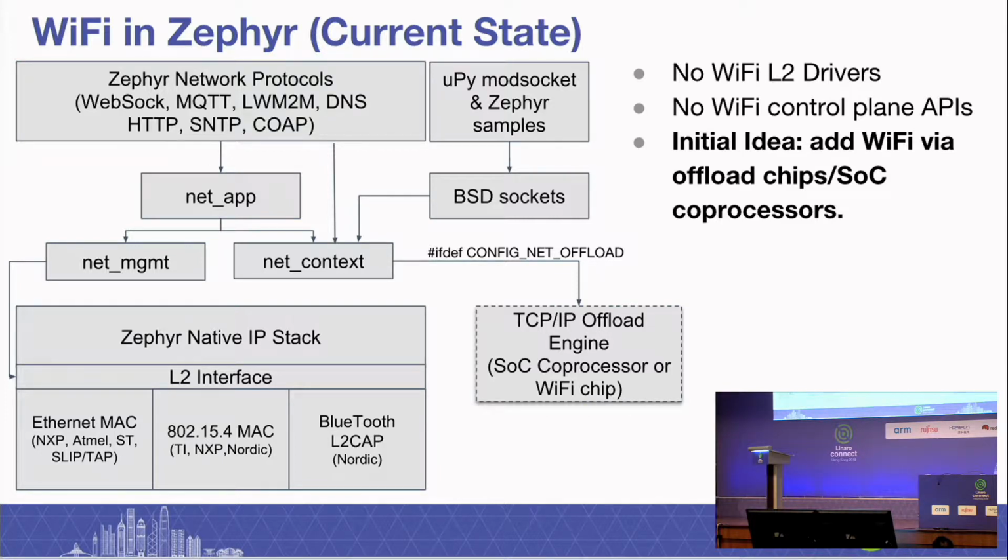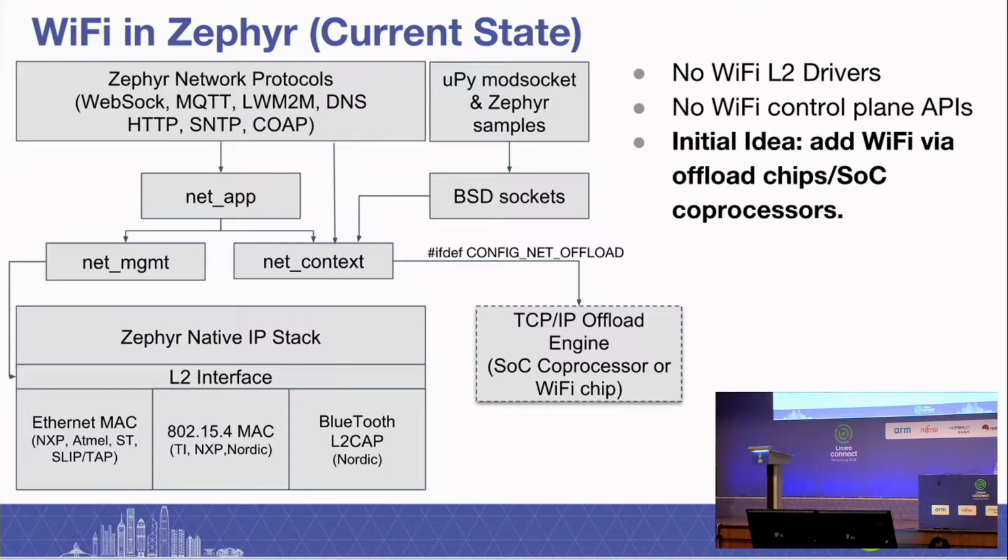So the core network stack, Zephyr IP stack, has an L2 interface, a well-defined link layer, and there are various technologies currently implemented in Zephyr, like Ethernet from various companies, 802.15.4, Bluetooth L2CAP. There are currently no Wi-Fi L2 drivers in Zephyr. There are no Wi-Fi control plane APIs yet.